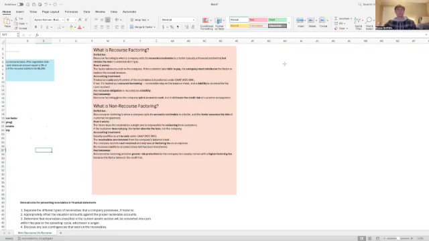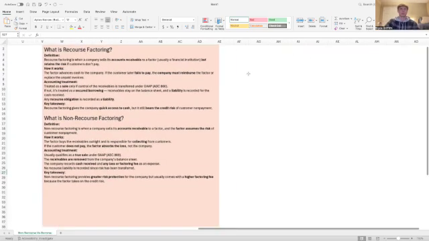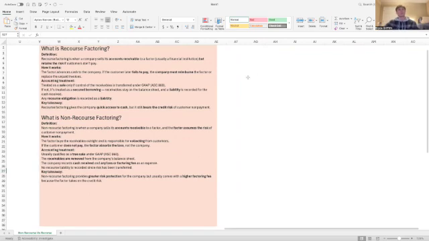Okay, so today we're going to be talking about recourse and non-recourse factoring. So you can see here the definition of recourse factoring. Recourse factoring is when a company sells its account receivables to a factor, usually a financial institution, but retains the risk if the customer doesn't pay.